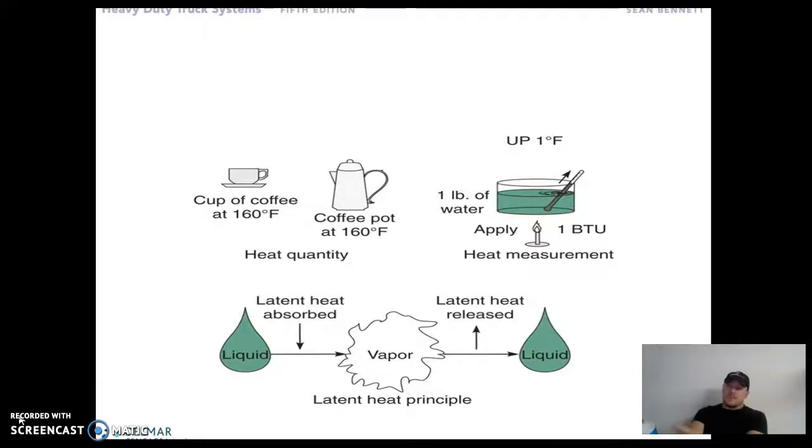So anyway, as liquid changes to a vapor, it absorbs heat and it's putting that heat out in a vapor form. It's not actually hotter coming out as a vapor, but it's needed that heat to make the transition. So it used that heat to create a transition or a state of change from liquid to vapor. All right, so moving on from latent heat.